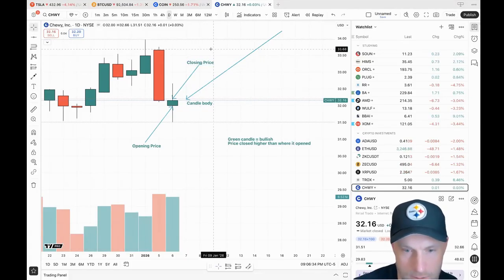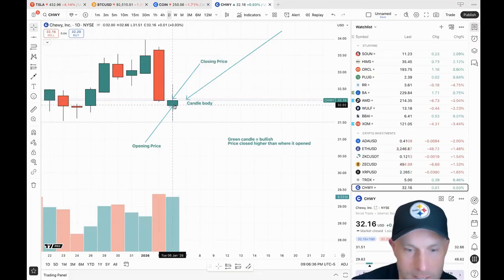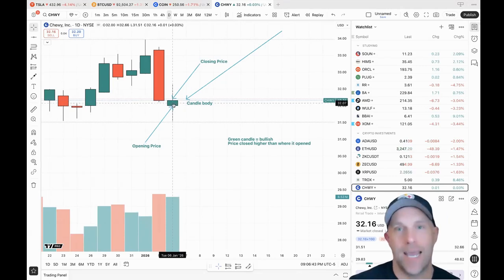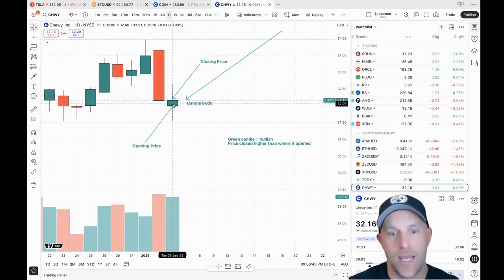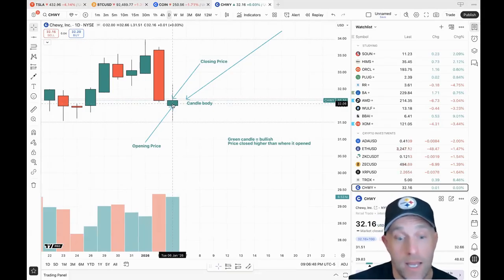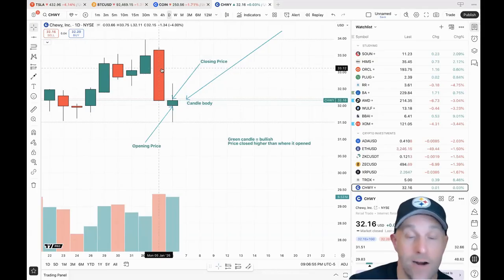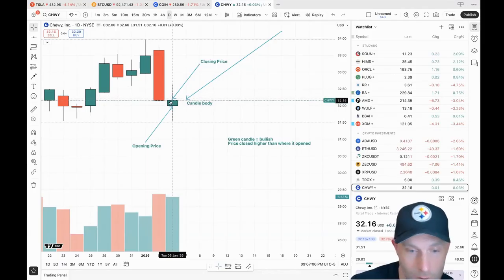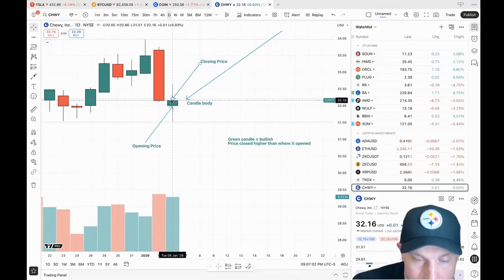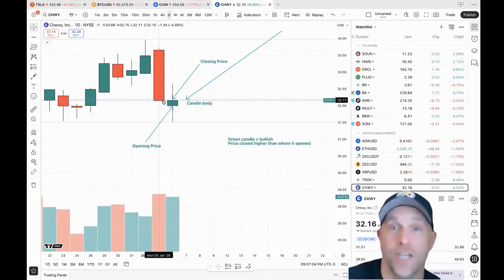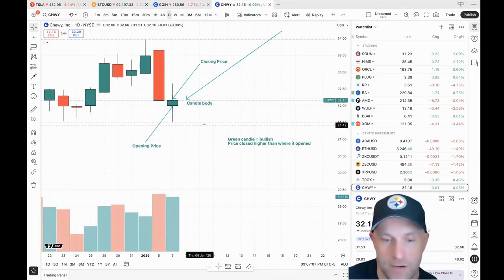Closing price. All right. So because the opening price was lower than the closing price, that is what makes the candle green and a bullish candle. Now, even though this finished as a green candle, that doesn't mean that the price is higher than it was the day before, because we could see that it's not. It's actually lower. Well, it's very close. It's actually, it closed where it closed yesterday. And we'll talk about bearish candles here in a second.